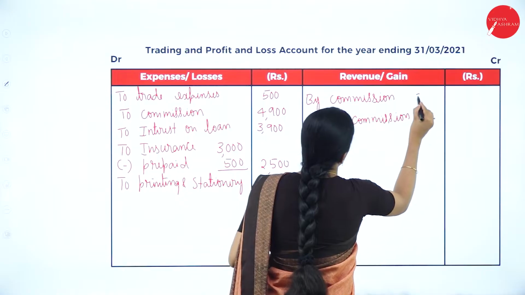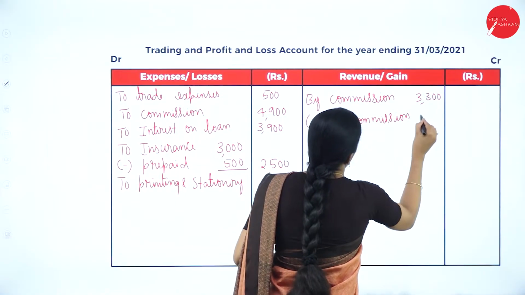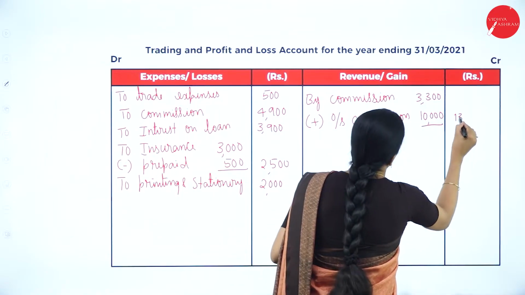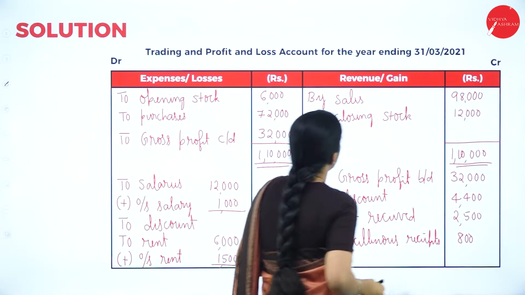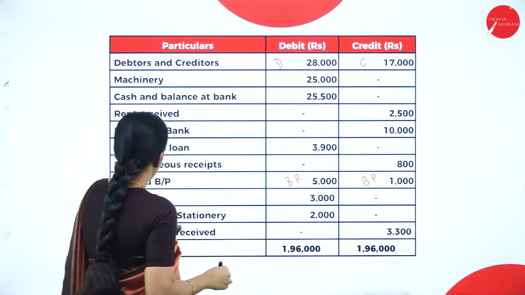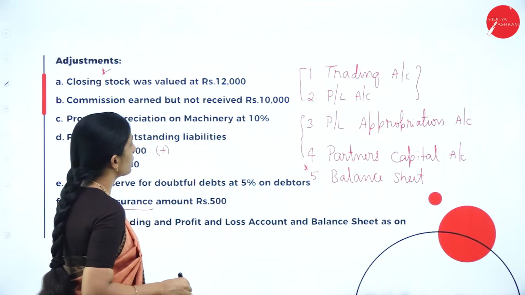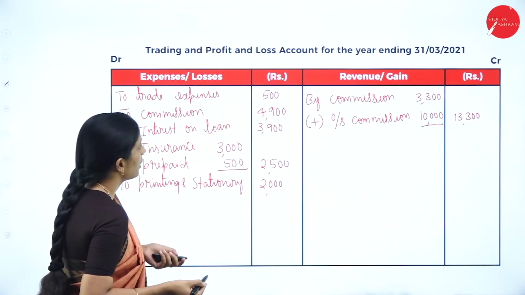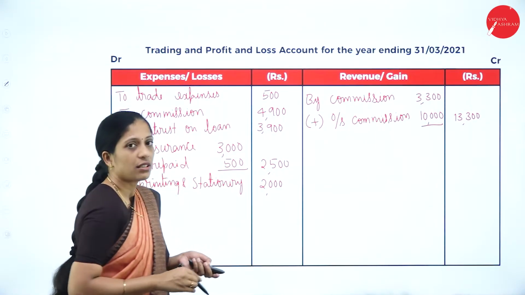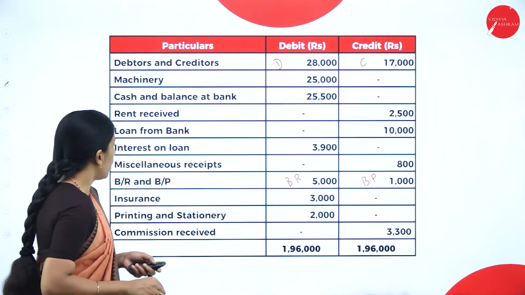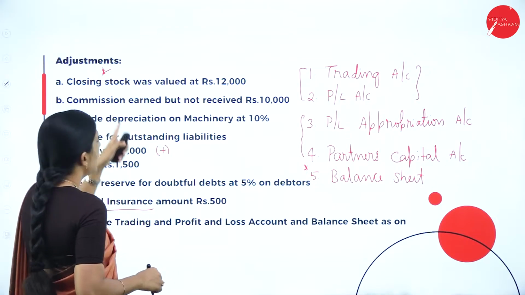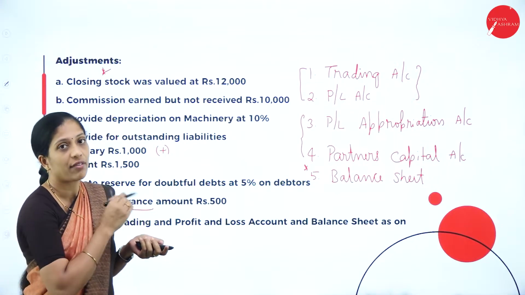So, commission is 3,300 and outstanding commission is 10,000. Outer column 13,300. So, let us check once again. Commission received 3,300, earned but not received 10,000. So that is 13,300. Now we are done with all the items in the trial balance. Now we shall go through the adjustments. Let us see at least once we have recorded.